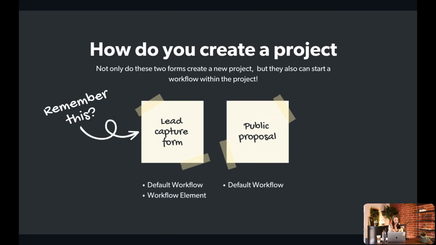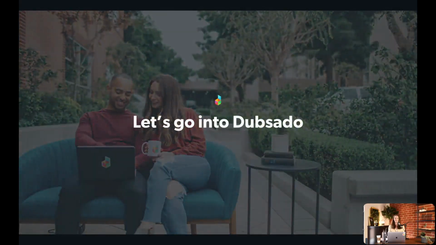All right. Remember this one that we went to? We talked about a lead capture form triggering a workflow, and then the workflow element that can trigger multiple workflows. And then we talked about the public proposal. So I'm going to go into Dubsado right now, and I'm going to show you how you can start a workflow from these two items, from a lead capture form and a public proposal. And I'm also going to show you how to set up a workflow manually as well, since some of you might not be having a workflow trigger from a lead capture form or a proposal. So let me get my screen adjusted and let's go into Dubsado and set up a few things. Give me one second while I adjust everything right now.